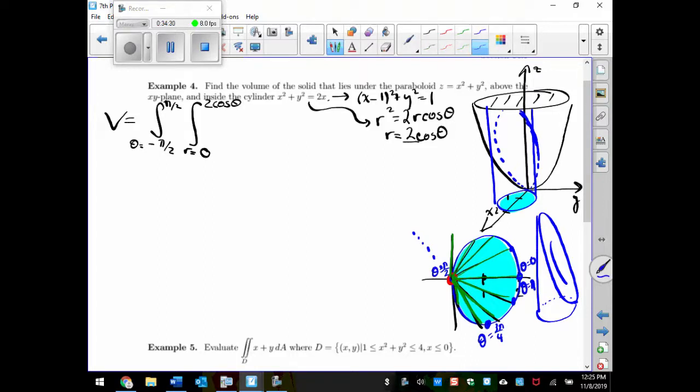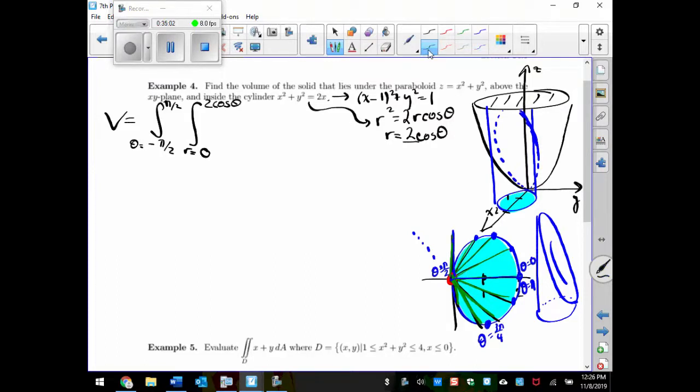Now, it's really tempting to say that theta ranges from 0 to pi. And you want to be very careful there, because you're either going to go over the region too many times, or you're going to get too much volume if you do that. So what you want to do, you could just go from 0 to pi over 2 and then double it, or you could do like we're doing and go from negative pi over 2 to pi over 2.